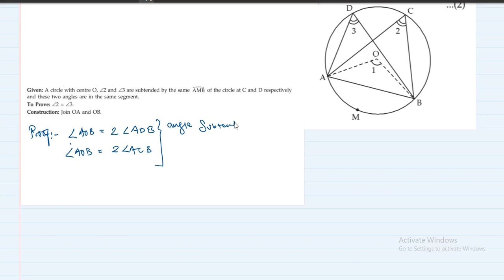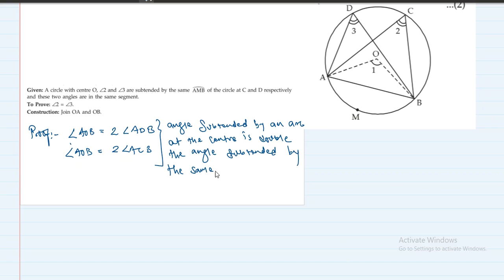Angle subtended by an arc at the center is double the angle subtended by the same arc at the remaining part of the circle. You have to write the whole thing. That's the full theorem. You have to write the full theorem.